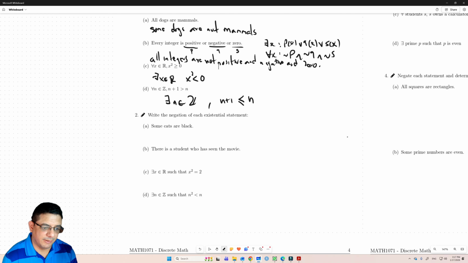Now let's do the same thing, but with some other examples. We have some cats are black. We can say all cats are not black. So we flip the quantifier and then we negate the predicate.